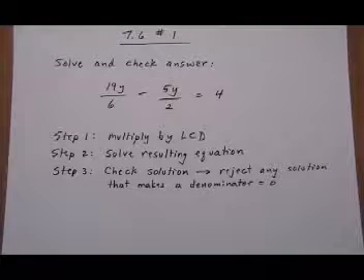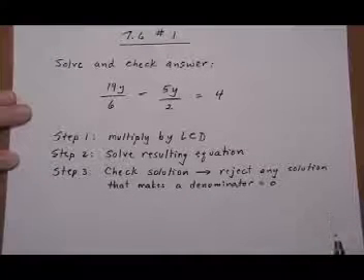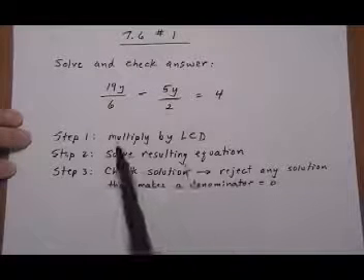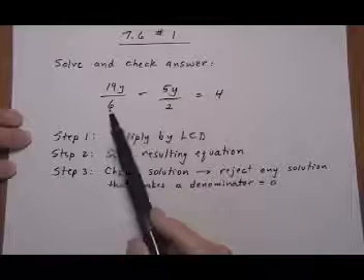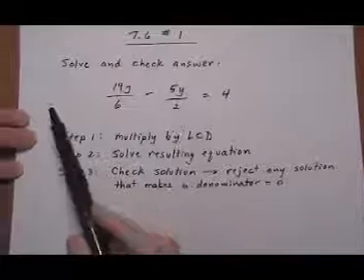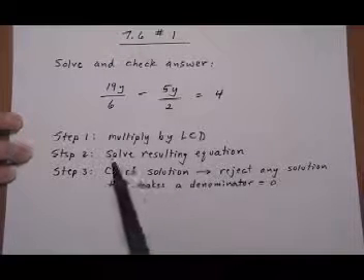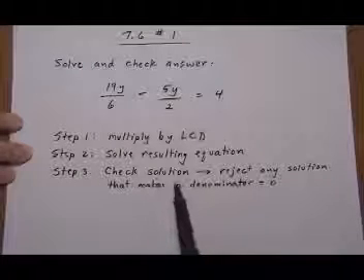Solving rational equations. This is section 7.6, number 1, and for all of the rational equations we solve, we're going to use the same three-step process. First, we're going to multiply both sides of the equation by the LCD, and that'll get rid of denominators for us, and then we'll just have a regular linear equation to solve without any fractions in it. Then we're going to solve the equation that's resulting from that, and check the solution.